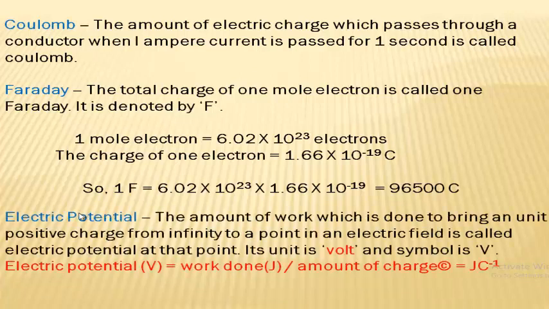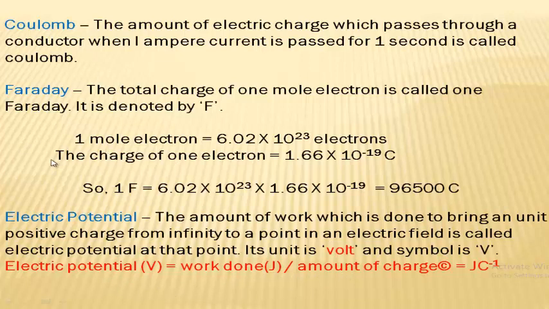Now electric potential: the amount of work which is done to bring a unit positive charge from infinity to a point in an electric field is called electric potential at that point. Its unit is volt and its symbol is capital V, and electric potential equals work done divided by amount of charge.